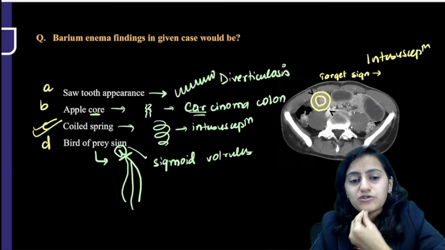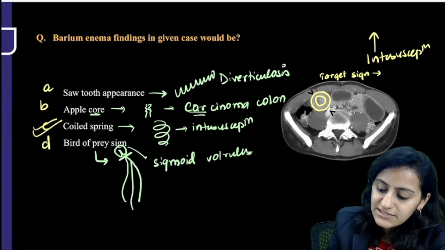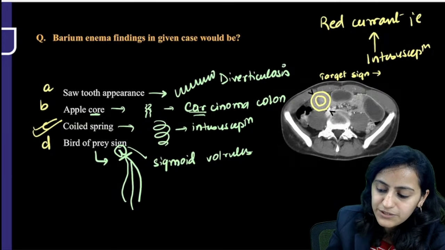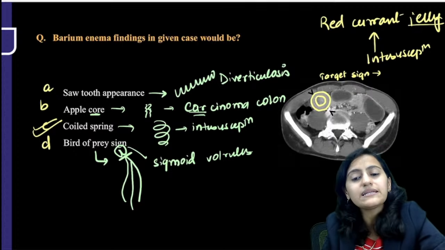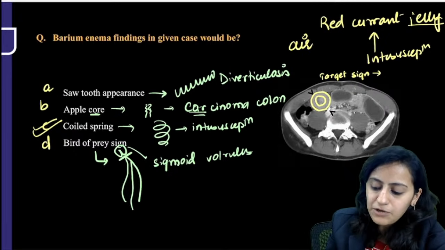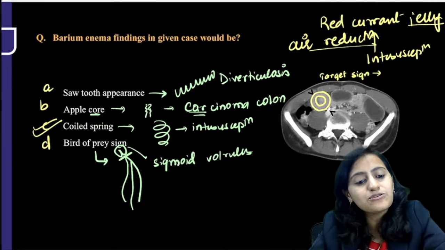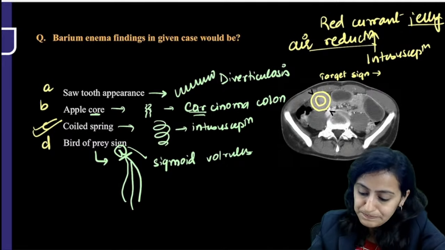Okay, the barium enema would show a coiled spring sign. And in intussusception, remember the history would be of the red currant jelly stools. Okay, that's a very important history, red currant jelly stools. And the immediate management would be pneumatic or air reduction. Pneumatic or hydrostatic reduction is what we can do.